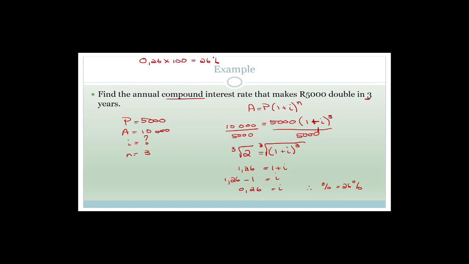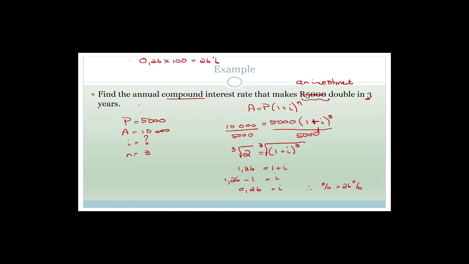Now there's something I wanted to point out to you guys. Sometimes they don't give you the 5,000 rand. They might say, find the compound interest rate that makes an investment double in 3 years. Okay, it just makes the investment double in 3 years. And it's actually quite sneaky because it's almost identical to this question.